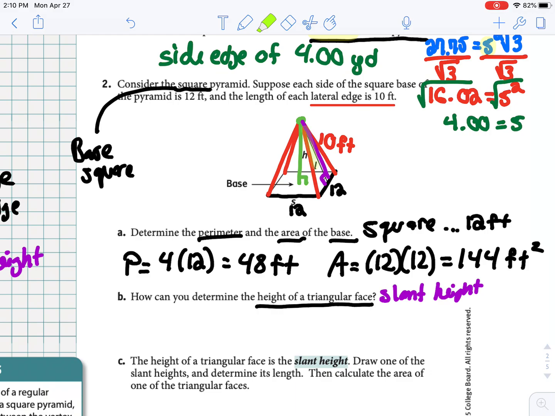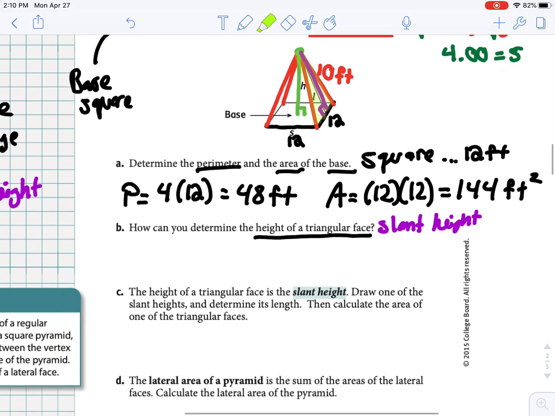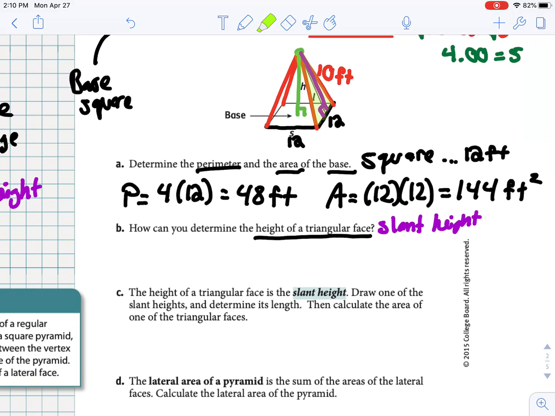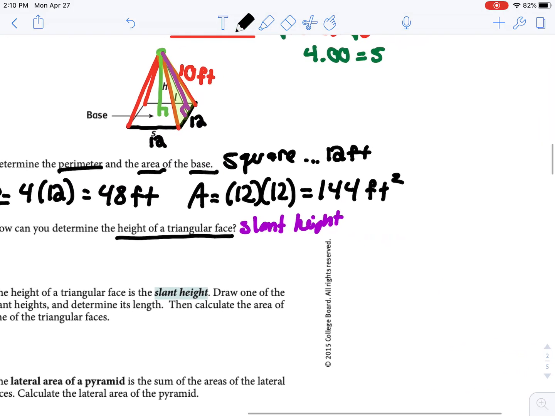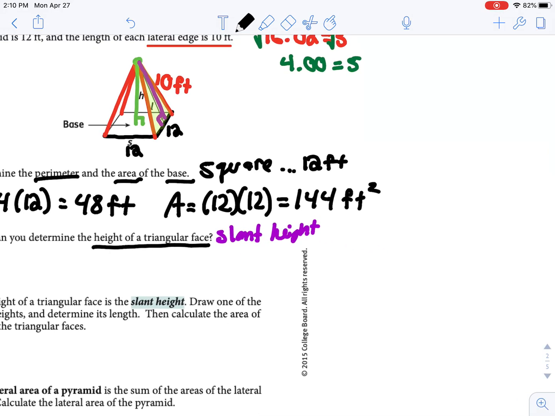So I want you guys to picture, and I'm going to change the color here. Let's do a green here. I want you to picture one of these triangles along the side here. Okay, we need to figure out what the height is of that triangle. So I'm going to redraw that triangle so that we can look at it a little bit closer and maybe slide it off to the side here.